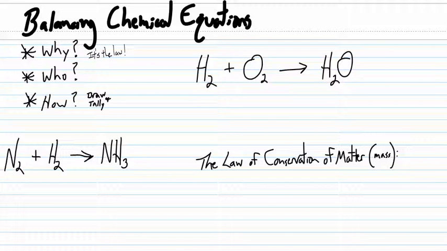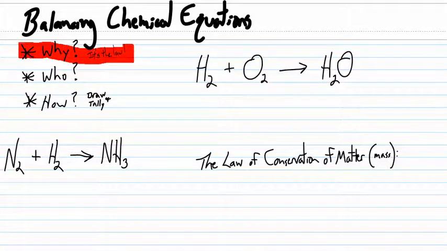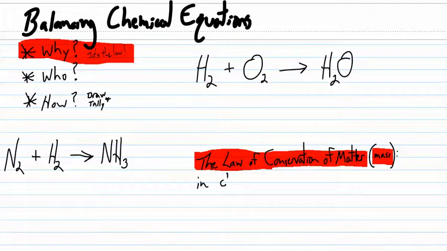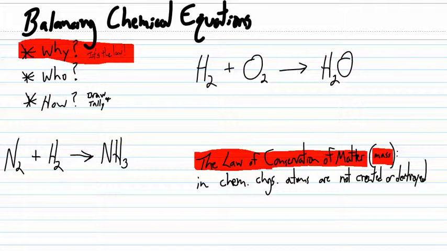Why do you have to balance chemical equations? Well, the answer is it's the law. Which law? It's the law of conservation of matter, or you could say law of conservation of mass. What does this law say? It says that in chemical changes, atoms are not created or destroyed. So when a chemical change happens, you cannot make atoms and you can't destroy atoms.